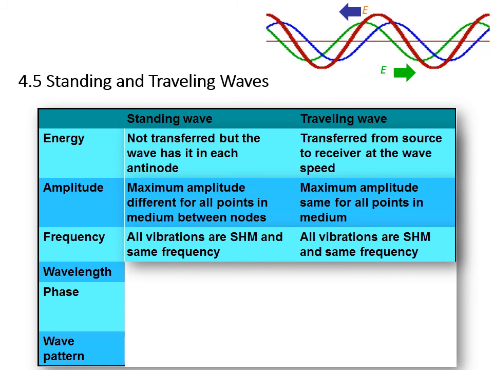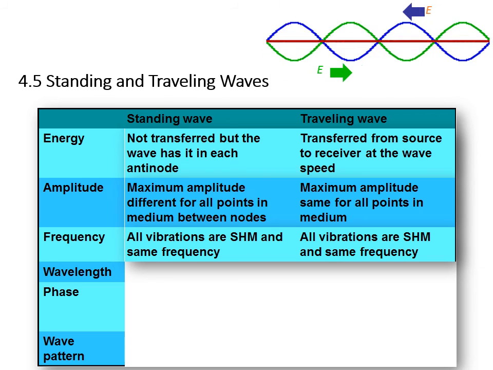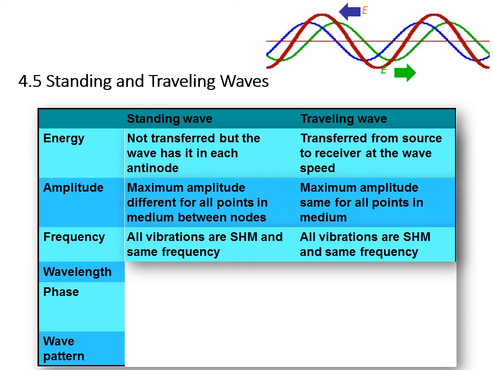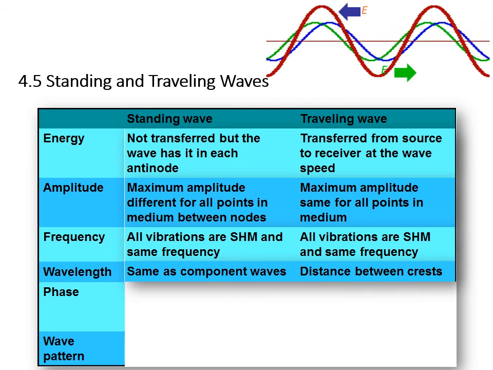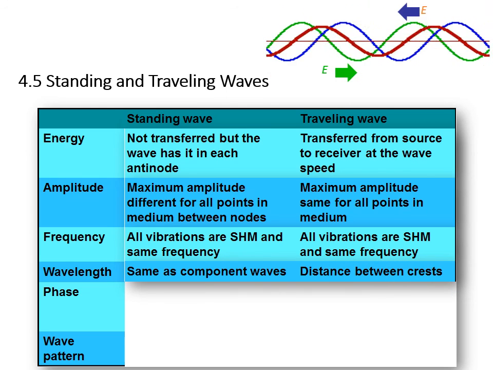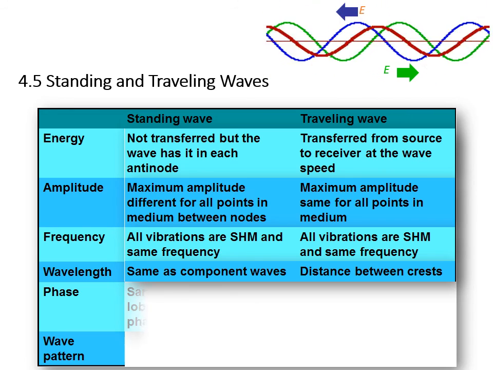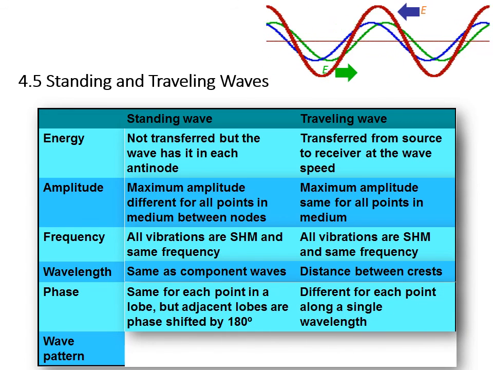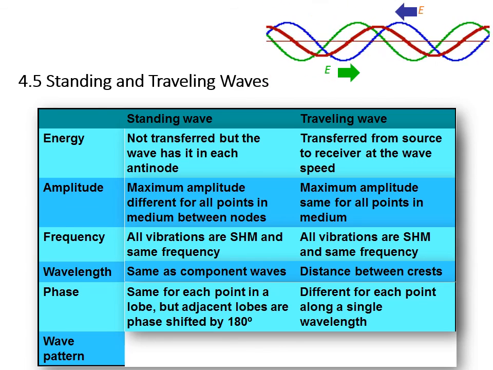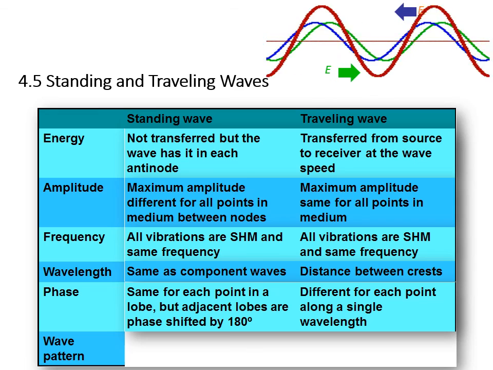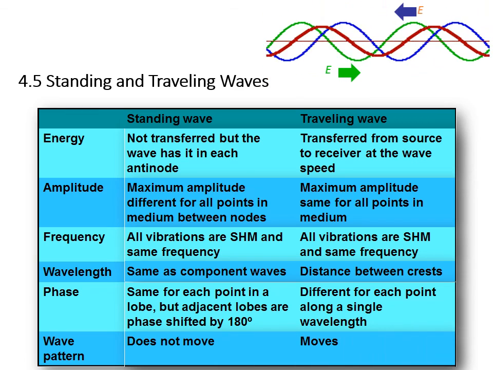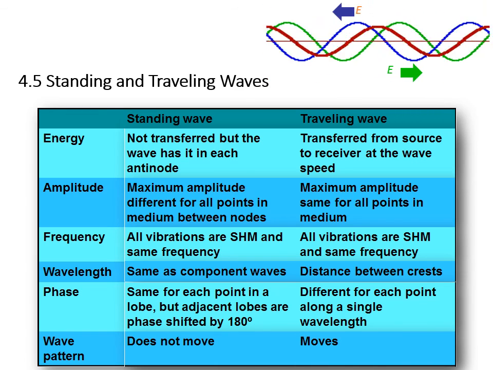So all particles in a standing wave vibrate at the same frequency, and these vibrations are simple harmonic oscillations. Same for the traveling wave. The wavelength of the standing wave is the same as the component waves, and for the traveling wave, it's the distance between the crests. The phase for each point in a lobe of a standing wave is the same, but adjacent lobes are phase shifted by 180 degrees. That should make sense. One's oscillating up as the other is going down, and the phase for each point along a single wavelength is different for a traveling wave. The standing wave pattern doesn't move, and finally the traveling wave pattern does move.